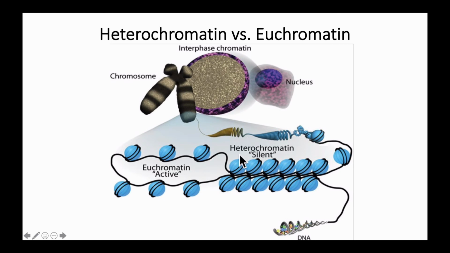Another way to look at it: when you need to work with information, you cannot have it in such a compact form. It needs to be in a less condensed form. It needs to be in this active form. And the euchromatin is that active form.